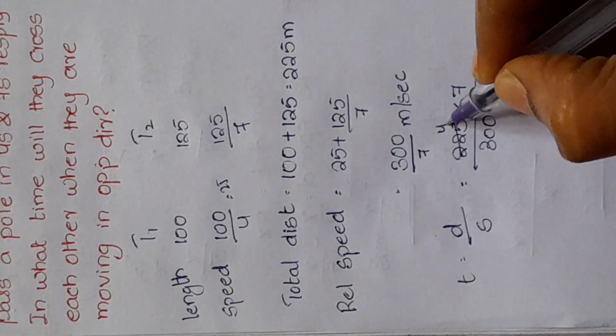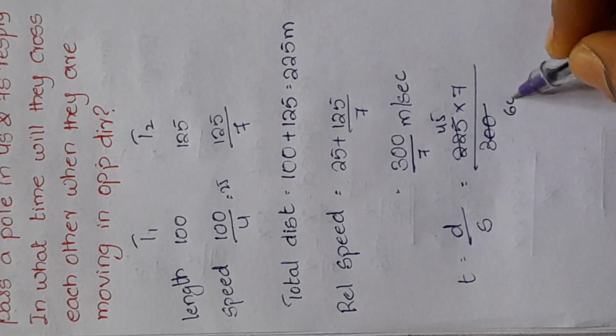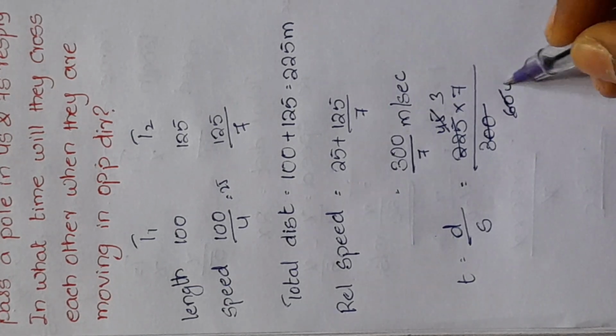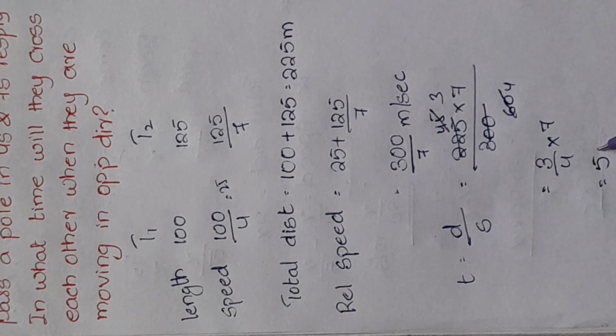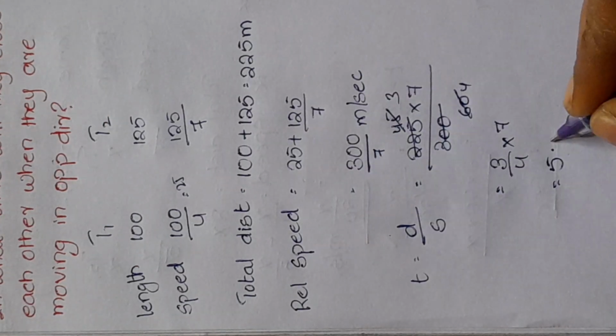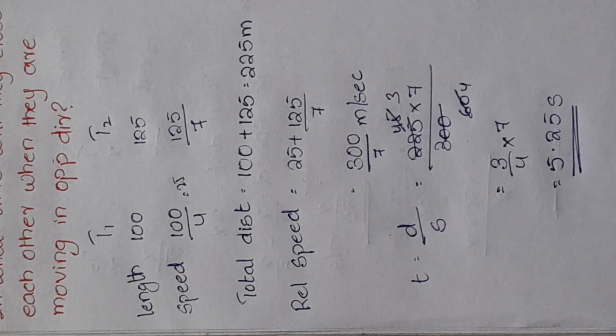Let us cancel this. 45 times and it is 60 times. 15 threes and 15 fours. So 3 by 4 into 7. We get the value as 5.25 seconds.